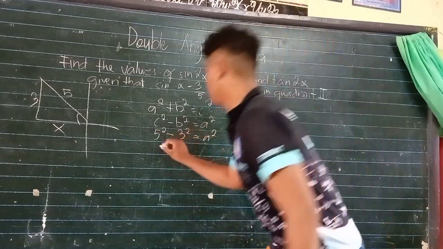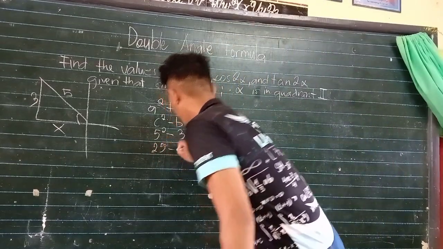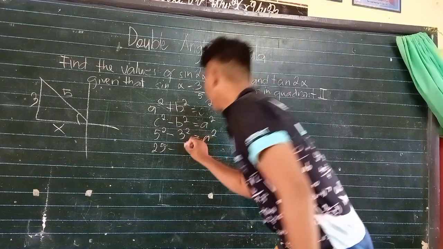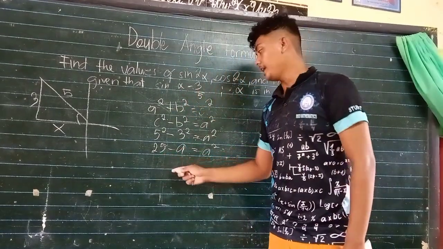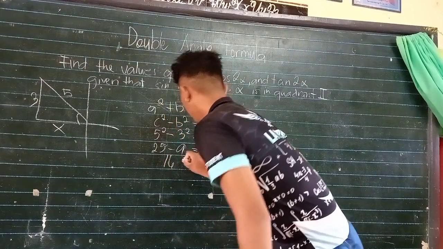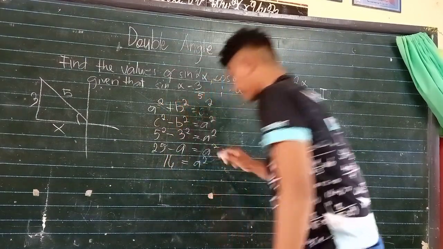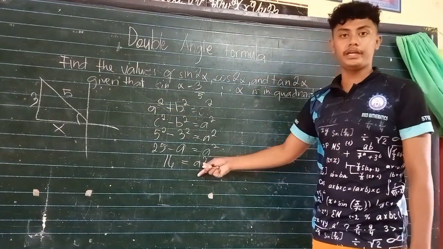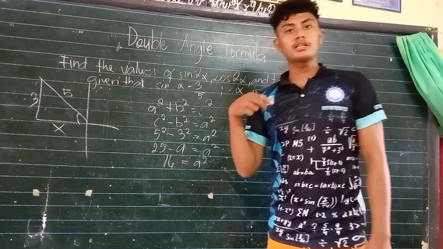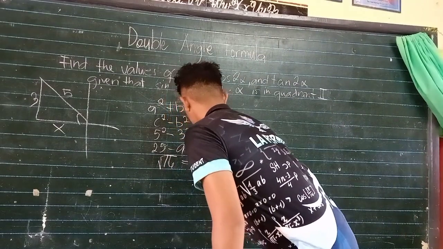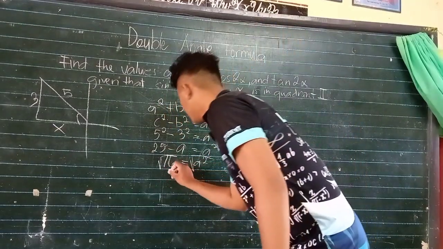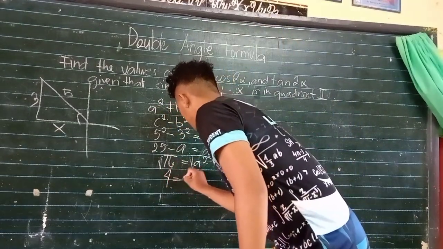5 squared is equal to 25, minus 3 squared, which is 9, plus a squared. 25 minus 9 is 16, plus a squared. To eliminate the square of a, we can square both sides. The square root of 16 is 4, so a equals 4.